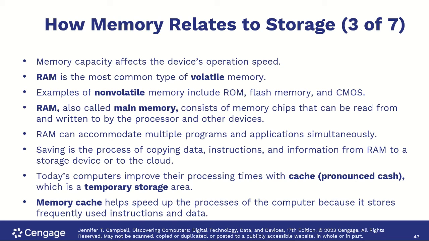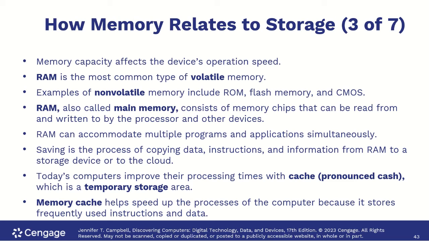Memory capacity affects the device's operational speed. For example, RAM is the most common type of volatile memory, temporary memory. Examples of non-volatile memory include ROM, flash memory, and CMOS. RAM is also called the main memory, that consists of memory chips that can be read from and written to by the processor and other devices. RAM can accommodate multiple programs and applications simultaneously.